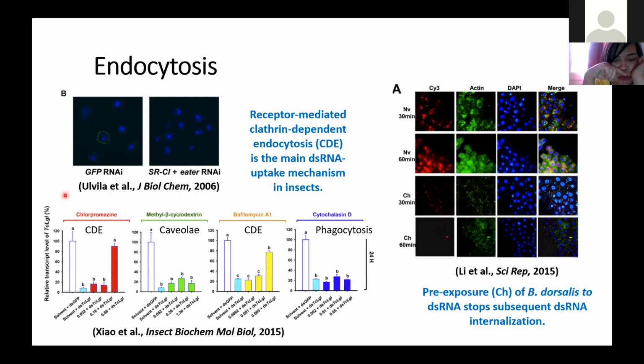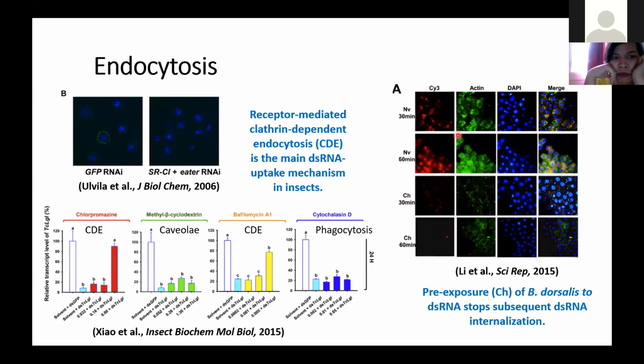Interestingly, in other species, researchers have used different inhibitors of different types of endocytosis. And in the red flower beetle, they were only able to implicate clathrin-dependent endocytosis in double-stranded RNA uptake. So one issue related to endocytosis that can be a problem in insects has been described in the oriental fruit fly. And these researchers showed that pre-exposure or pre-challenge with double-stranded RNA inhibited uptake of subsequent double-stranded RNA.